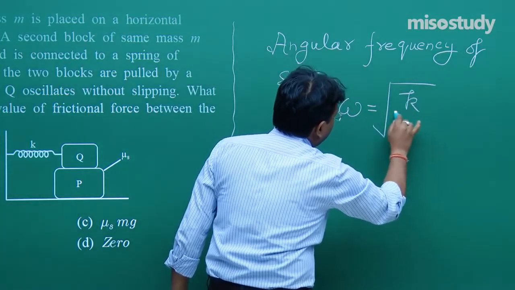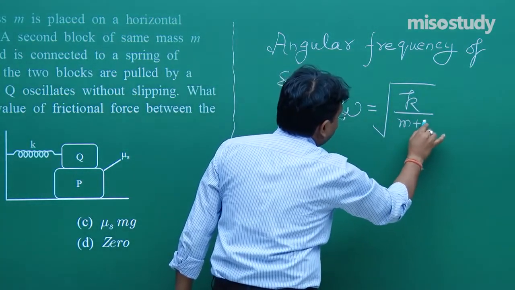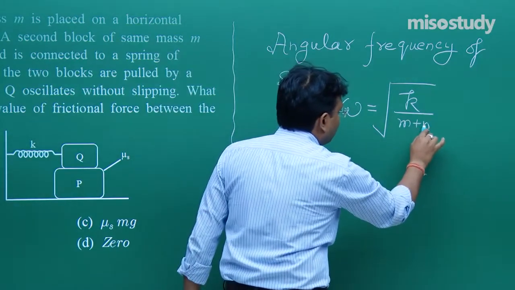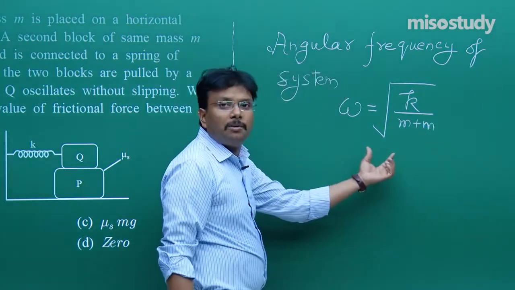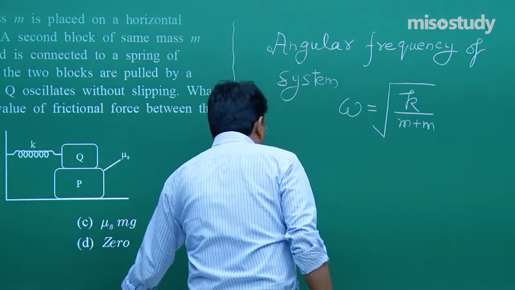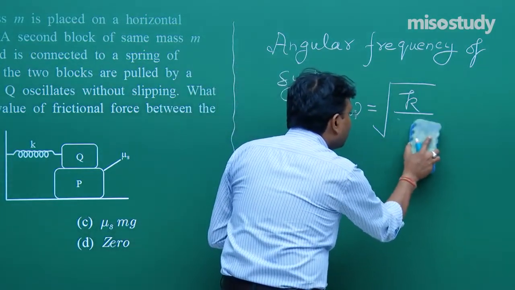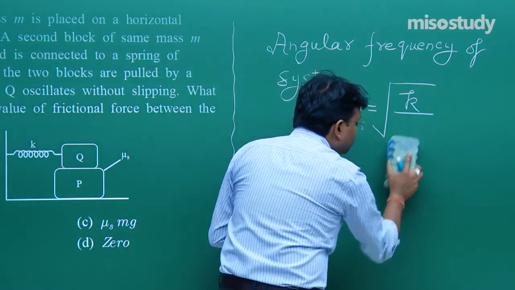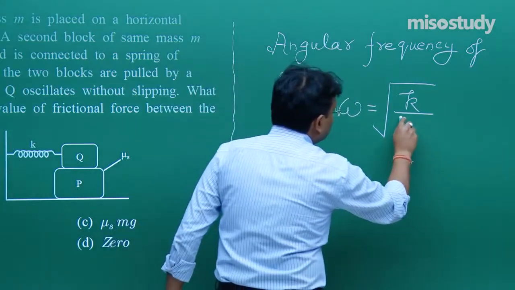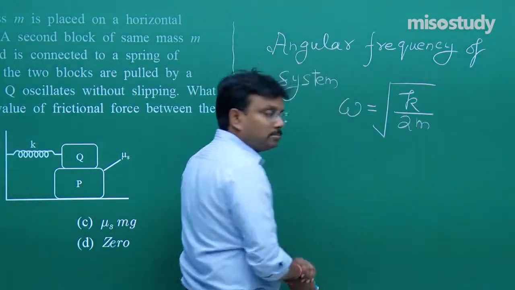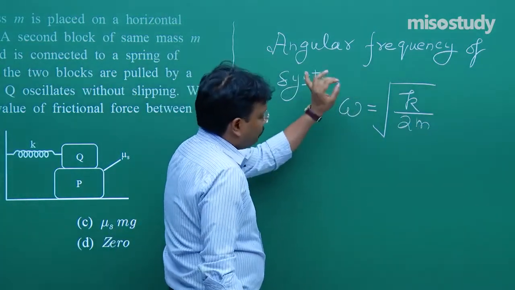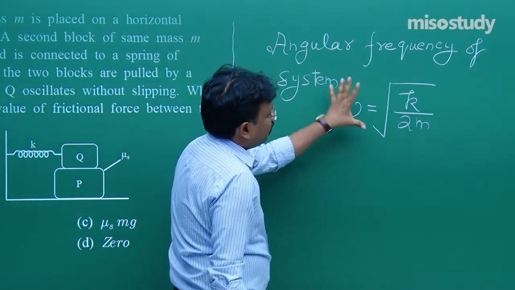K by M plus M, sorry, M plus M. Now both the masses are same, so you can say that it is 2m, fine. I hope this first step is clear to all of you.